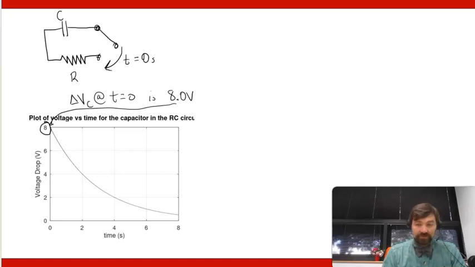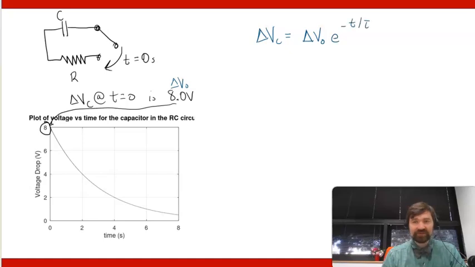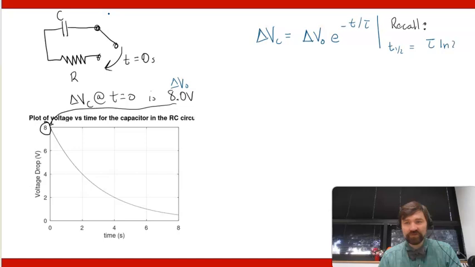Reminder, the equation that we expect for this is delta VC equals delta V0 times e to the negative t over tau. And our other reminder from a couple videos ago, we got an important result that the half-life, t1/2, is the decay time tau times the natural log of 2.